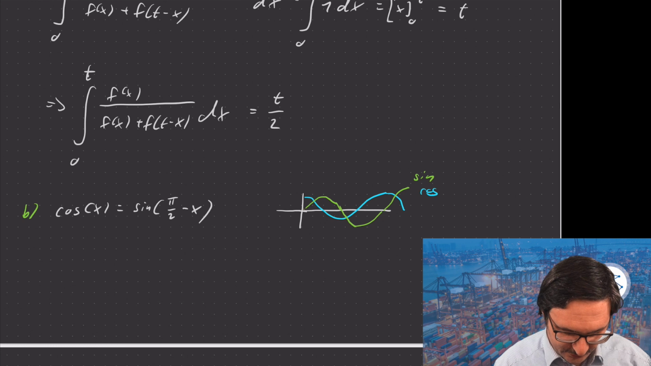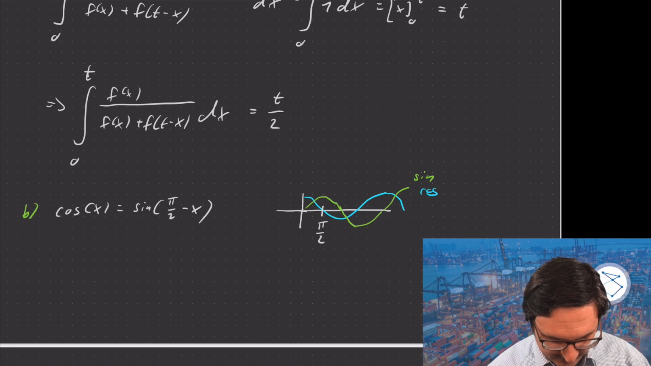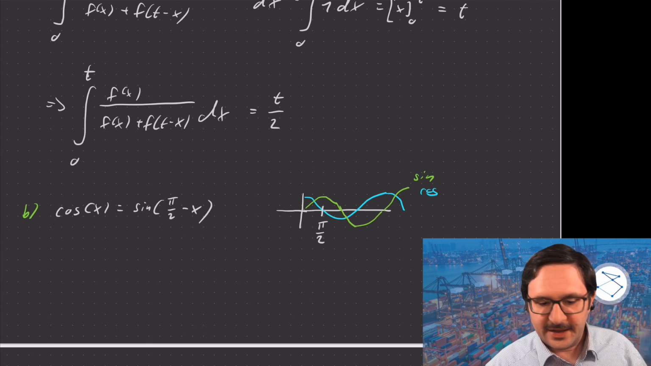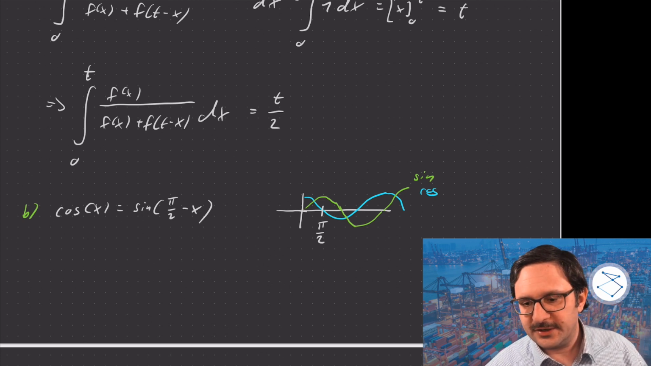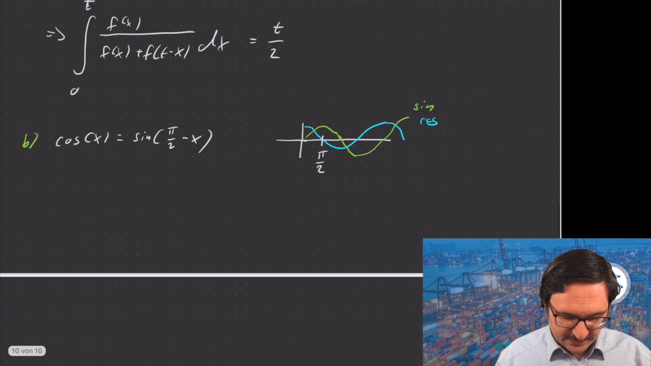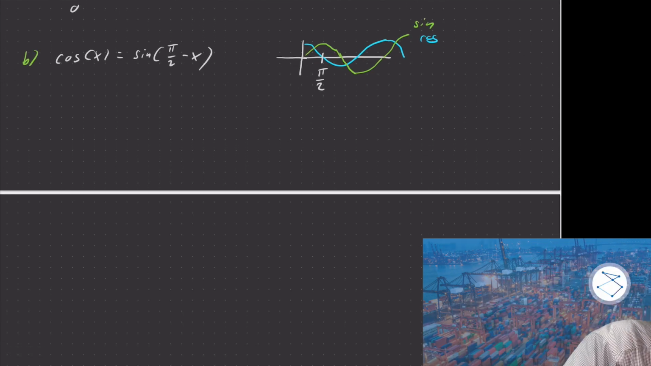So pi over 2, that is this root here of the cosine. So if you translate the sine by the right amount, then you get exactly this expression here. Okay, so let's try to finish that.